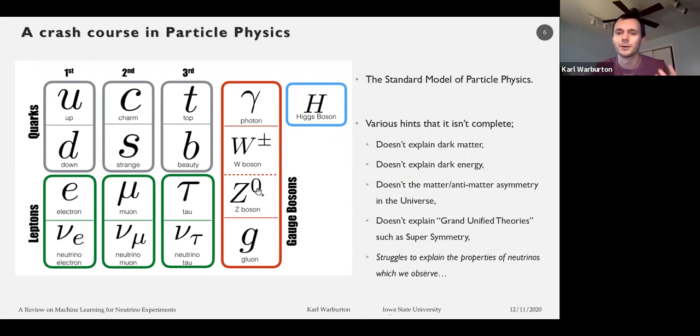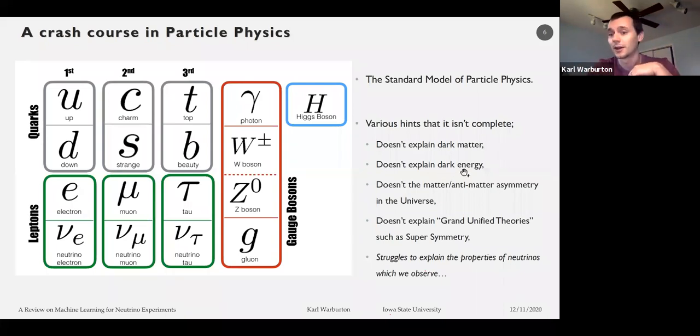But it's sort of the most successful theory that mankind has ever come up with. Everything that we throw at it, so all the experiments that we do, come up pretty much exactly what this predicts. However, we know that it's not complete. So it doesn't explain dark matter, which you may have heard of. It's how we know that galaxies are held together.